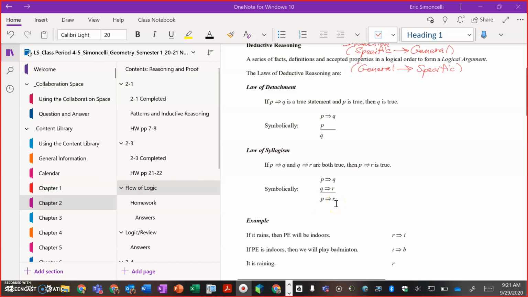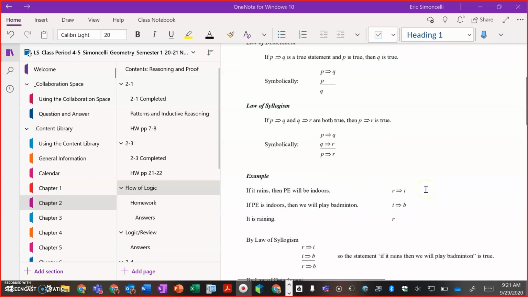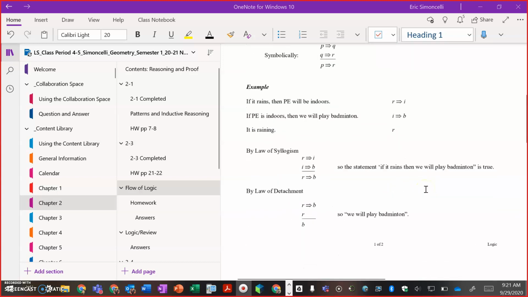Okay. Let's take a look at the next example and help frame our understanding a little bit differently with some context. If it rains, then PE will be indoors. So if R, then I. If it rains, then we'll be indoors for PE. If PE is indoors, then we will play badminton. So if indoors, then badminton. If I, then B. Third, it is raining. So this is just a statement of truth. It is in fact raining.